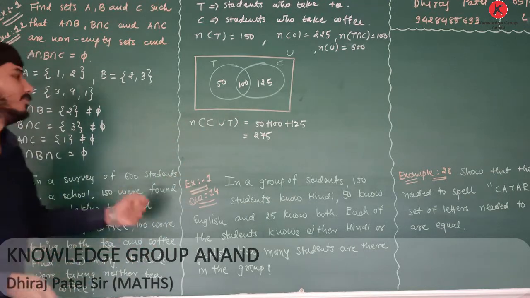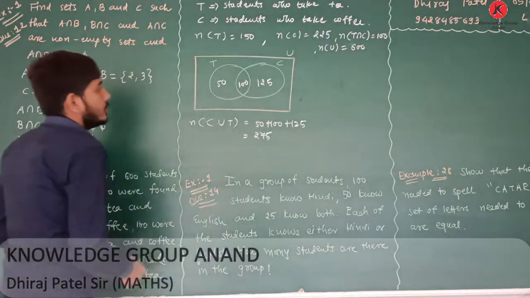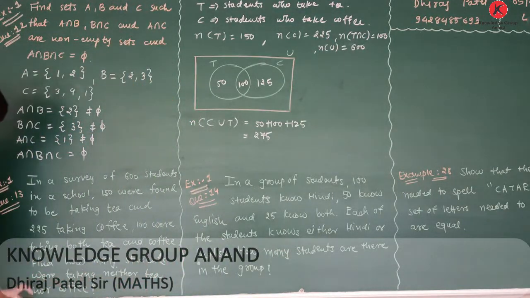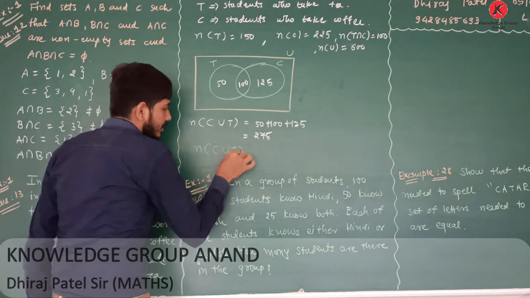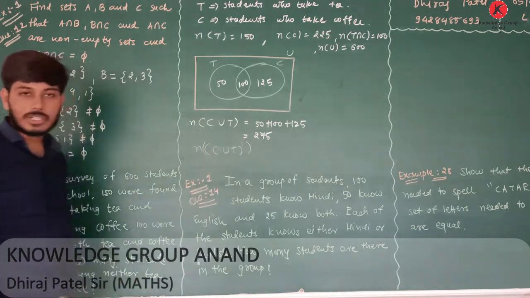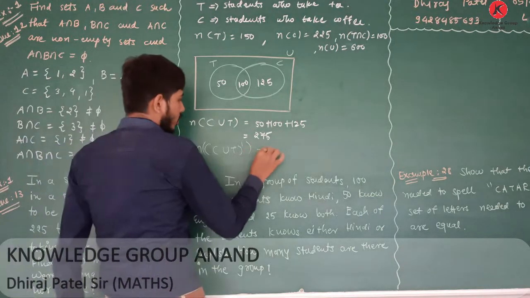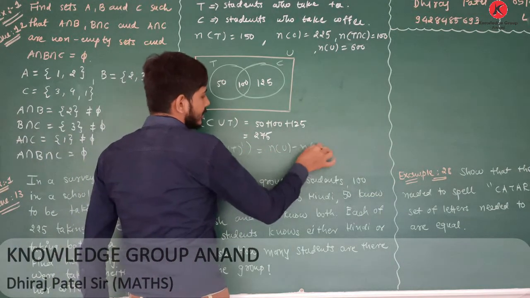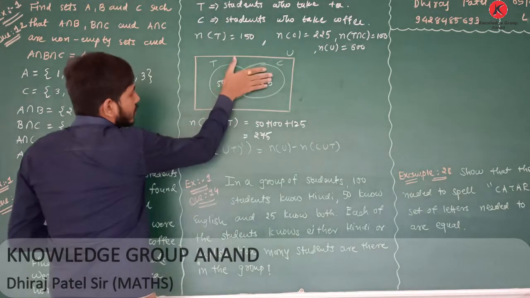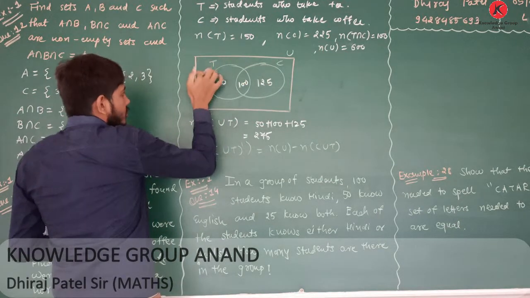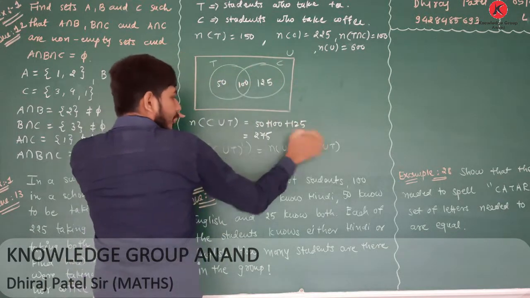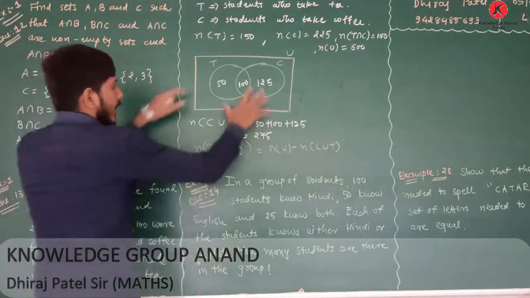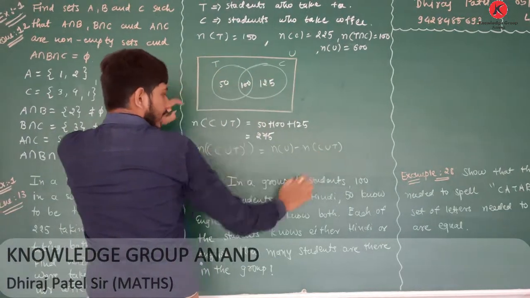Clear? Now next one, we have to find how many students were taking neither tea nor coffee. Neither tea nor coffee, that means number of elements in C union T dash, which is equals to number of U minus number of C union T. That means all the elements outside of the C union T portions, so from the total elements of U, remove these many elements.